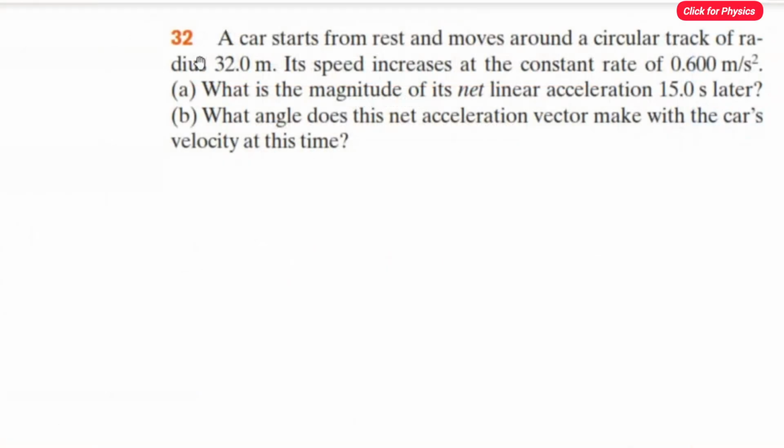Problem number 32. A car starts from rest and moves around a circular track of radius 32 meter. Its speed increases at a constant rate of 0.6 meter per second square. That means the tangential acceleration here is given as 0.6 meter per second square.